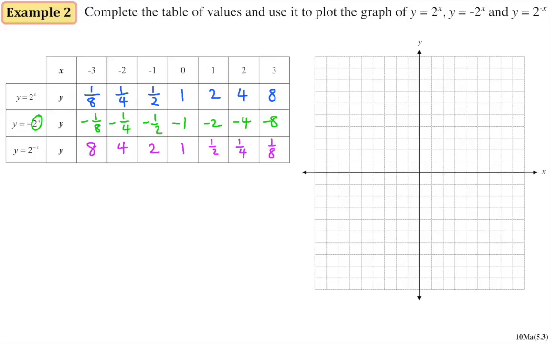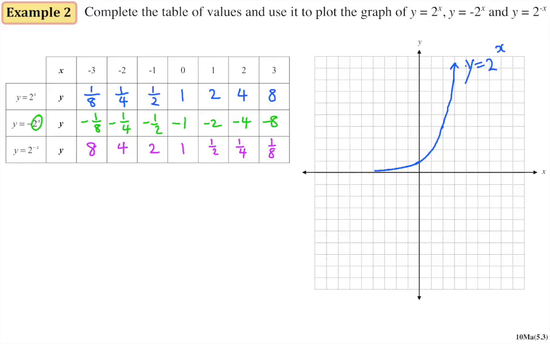So we go minus 3 up an eighth, which is ridiculously there. Minus 2 up a quarter, it's rough there. Minus 1 up a half, maybe there. 0, 1 there. 1 out 1 up 2. Out 2 up 1, 2, 3, 4. And then out 3 up 8. 1, 2, 3, 4, 5, 6, 7, 8, about there. So that is y equals 2 to the power of x.